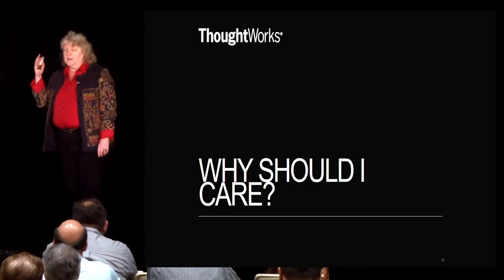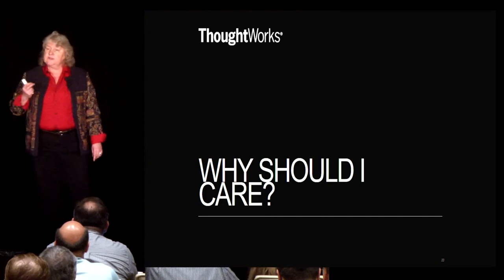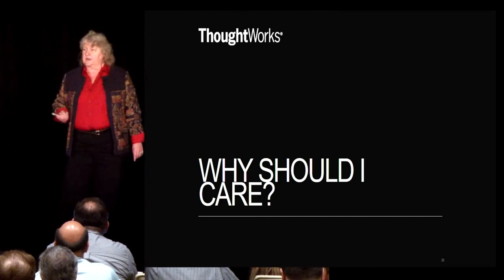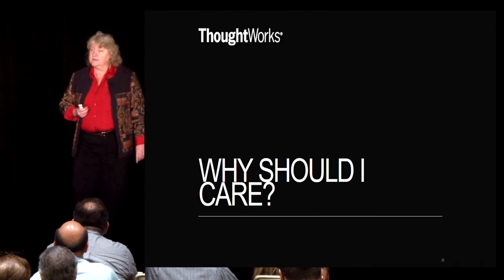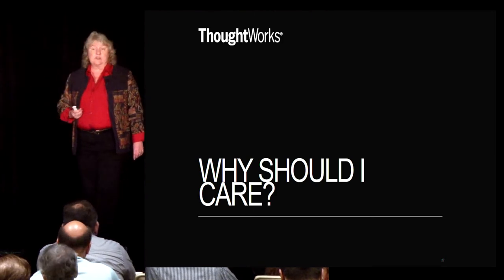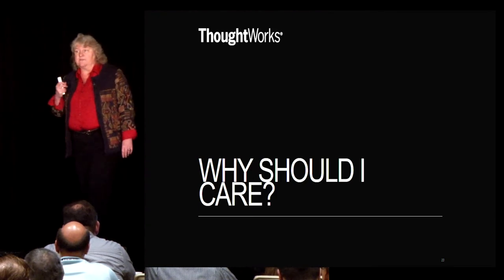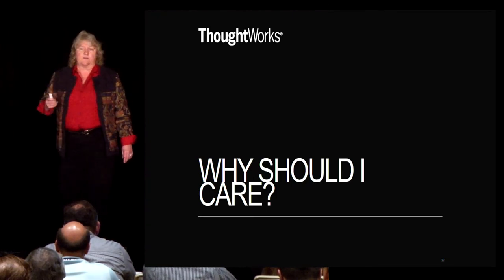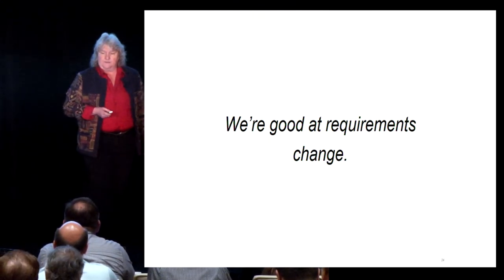I want to spend a little time making sure you understand why you should care. But mostly, I want to talk about some of the principles that underlie evolutionary architecture, some techniques that help us establish an evolutionary architecture, and then talk about some of the evolutionary characteristics of different software architectures. So first, why should you care?